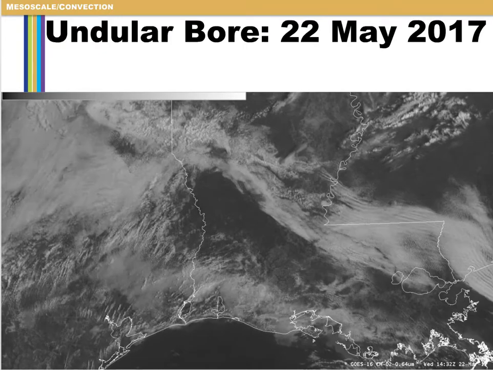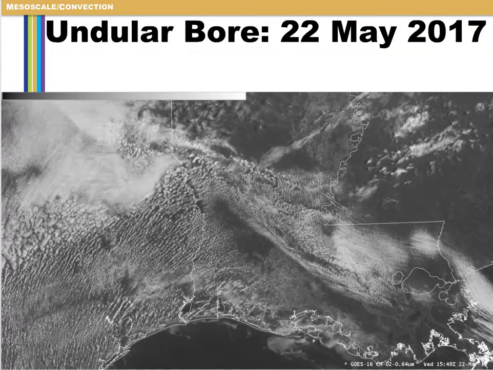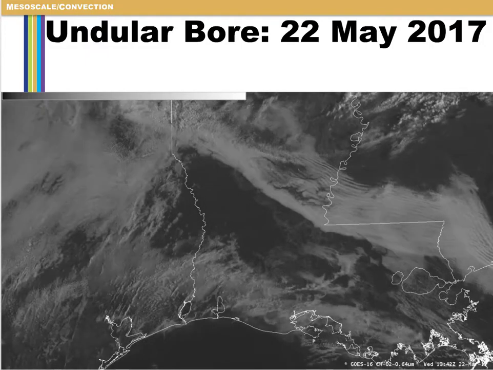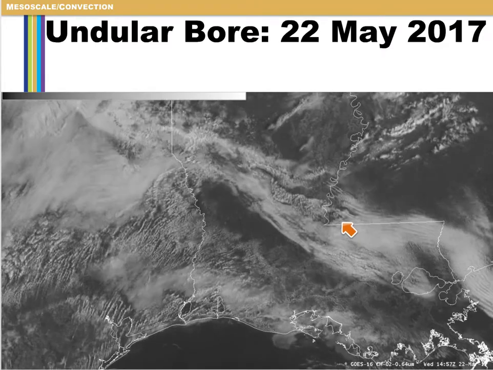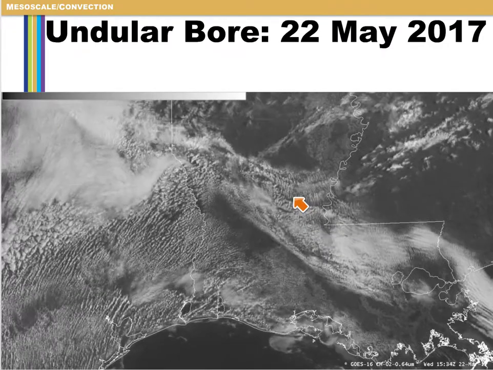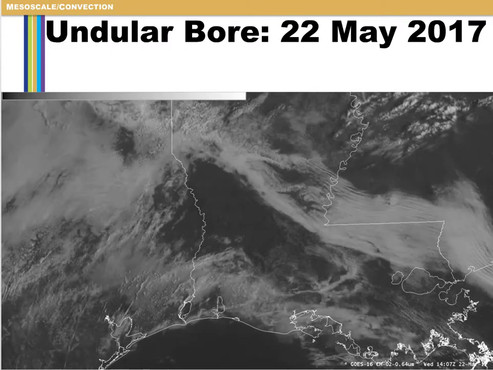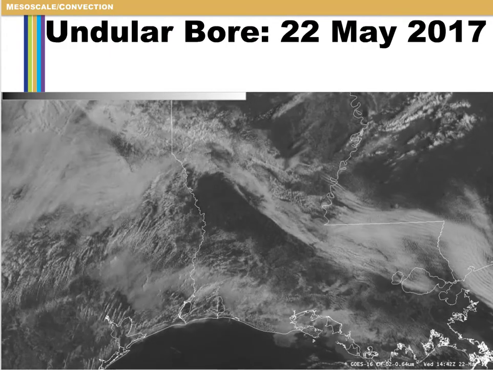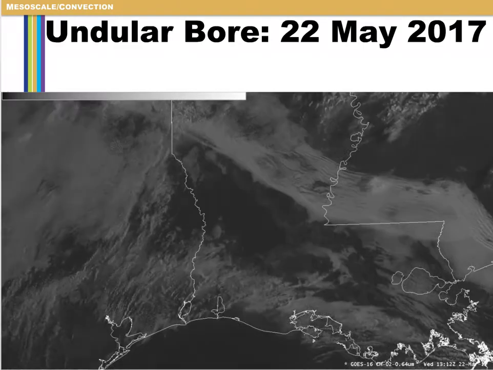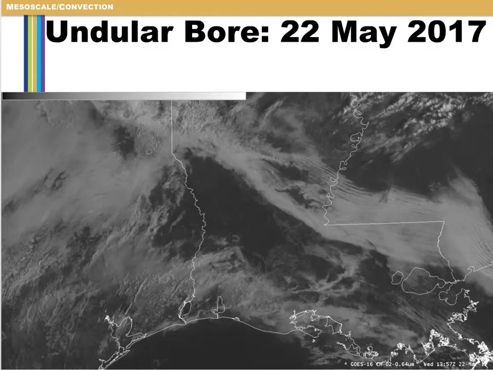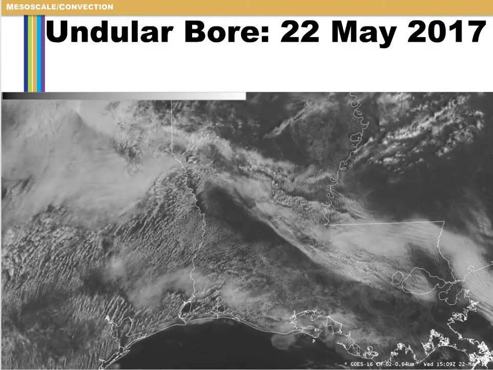Here's an example of an Undular Bore as observed from GOES-16 visible imagery at 0.64 microns. The Undular Bore stretches from Mississippi into Louisiana. The Undular Bore is characterized as a series of parallel cloud bands. These bands are a reflection of a density current impinging on a stable layer. The orientation of the bands are perpendicular to its motion. An Undular Bore is characterized by a very stable air mass.